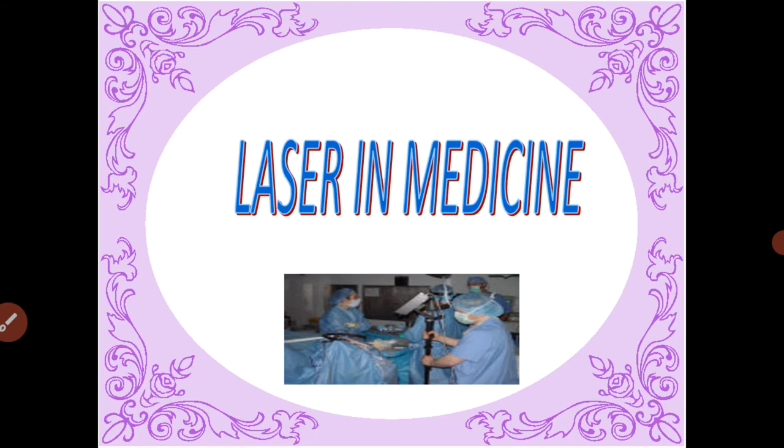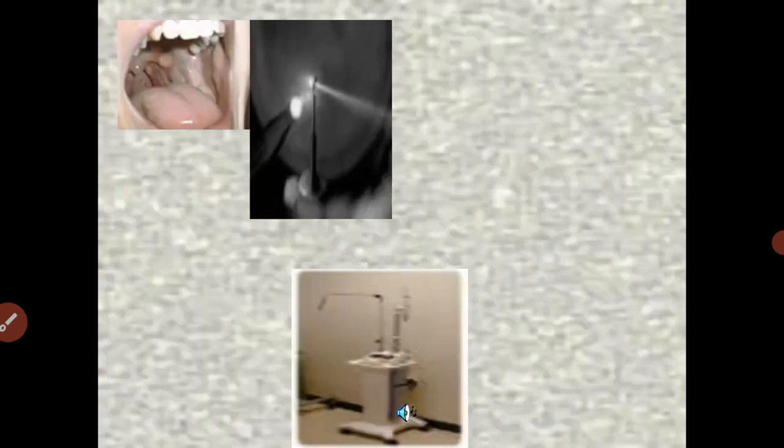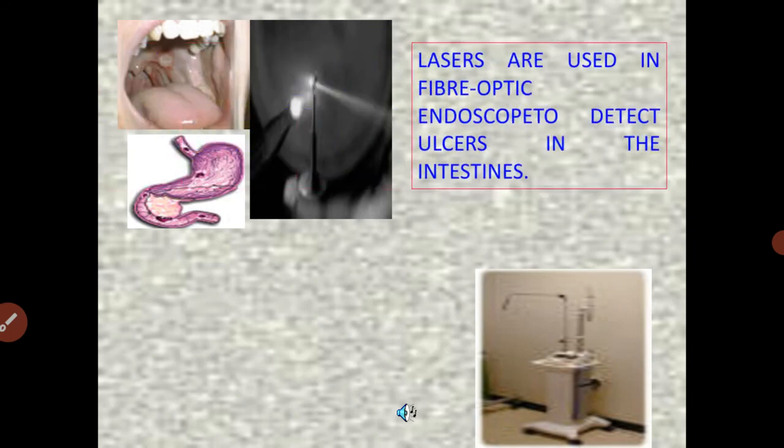Now, laser in medicine. What is the use of laser in the field of medicine? In the next slide we can see a few applications of laser in the medical field. Lasers are used in fiber optic endoscopes to detect ulcers in the intestine. This laser light is passed via the mouth. This process is known as endoscopy. By the oral path, this laser is passed through the digestive system, and then the ulcers which are inside the intestines are visualized.